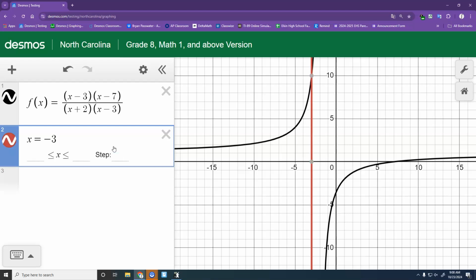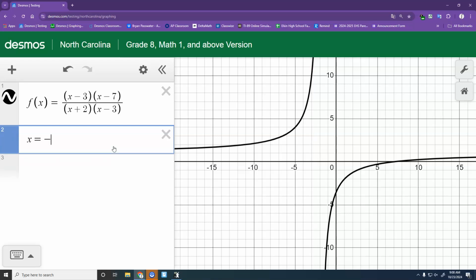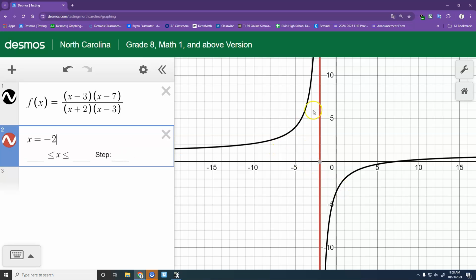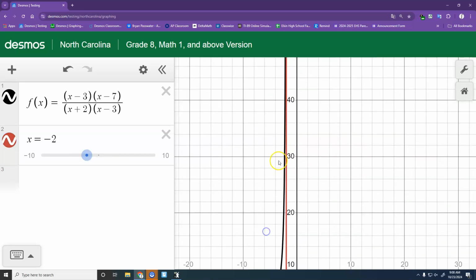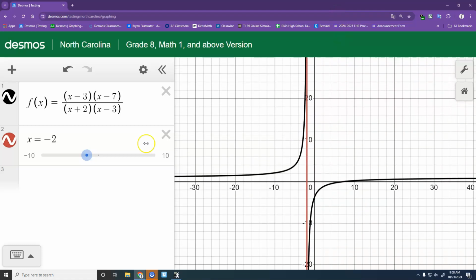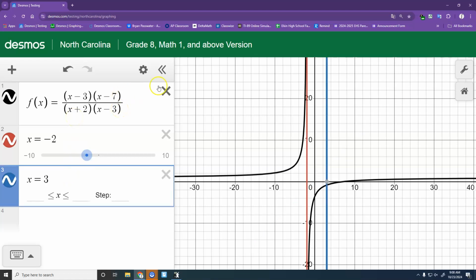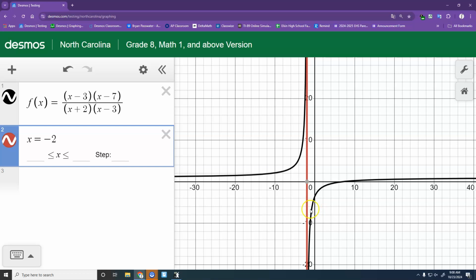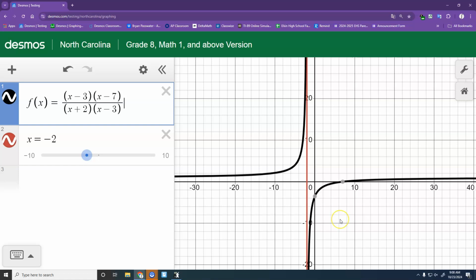Negative 3? I don't think that's it. I think it's too far over. Let's try negative 2. I think that's it. Let's zoom out a little bit here. Oh, yeah. I think x equals negative 2 is our vertical asymptote. And I can see that right there. It should be at negative 2, right? But what about x equals positive 3? That is also in the bottom. But do I have a vertical asymptote at x equals positive 3? I do not. Okay? In fact, what's happening at 3 is almost impossible to see on the Desmos graph.